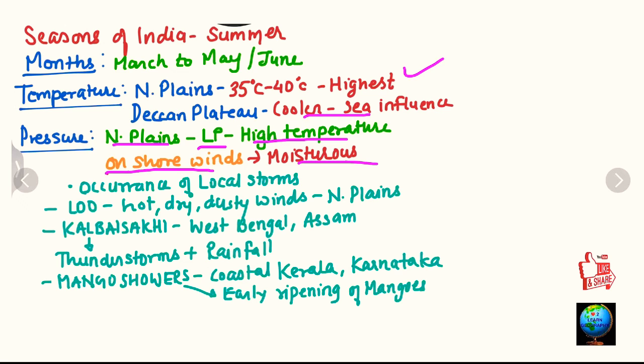During the summer season, several local storms occur in different parts of India. Hot, dry and dusty winds called Loo blow over the northern plains. Kal Baisakhi occurs in West Bengal and Assam. These are thunderstorms accompanied by heavy rainfall. Mango showers occur in coastal Kerala and Karnataka, and these help in early ripening of mangoes.